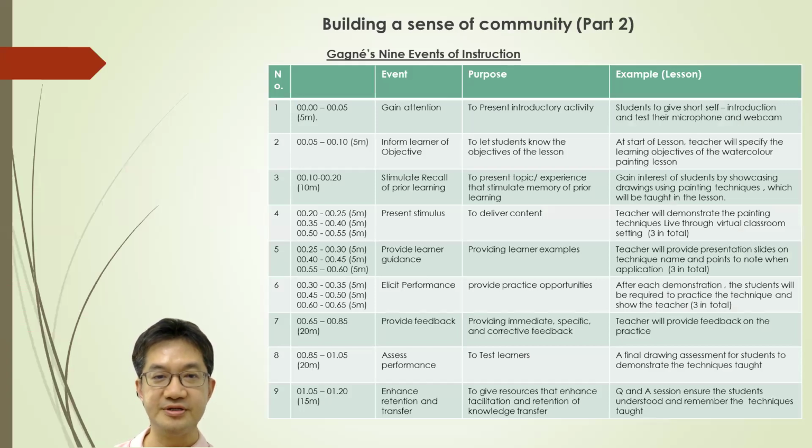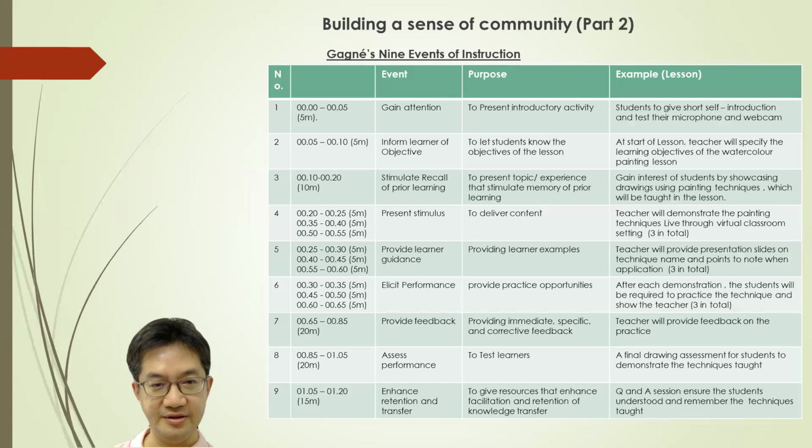For the second event, which is inform learners of objectives, the purpose is to let students know the objective of the lesson, which takes up another 5 minutes. In this part of the lesson, the teacher will specify the learning objectives of the watercolor painting lesson to the students in the class. The third event is stimulate recall of prior learning. The purpose is to present topics and experiences that stimulate memory of prior learning. This will take up 10 minutes. This part of the lesson will be to gain the interest of students by showcasing drawings using painting techniques, which will be taught during the lesson.